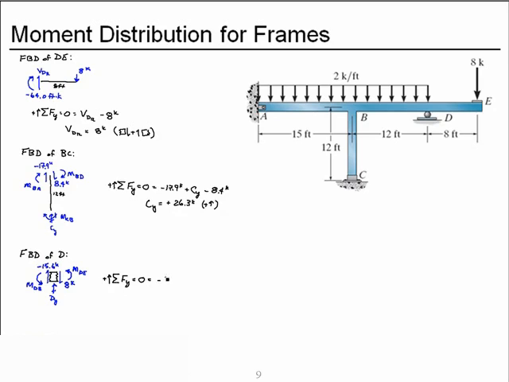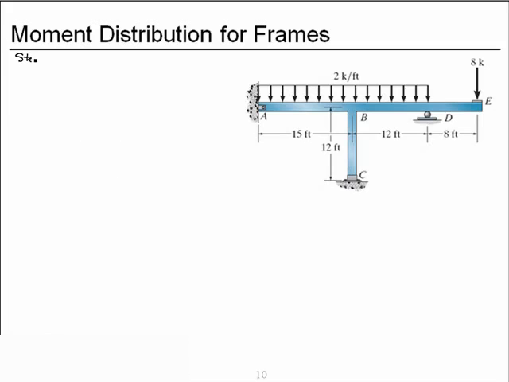I get a negative 15.6 kips contribution from the shear to the left, vertical reaction at D, and a negative 8 kips contribution from the shear at the right. DY is a positive 23.6 kips, and it is up.